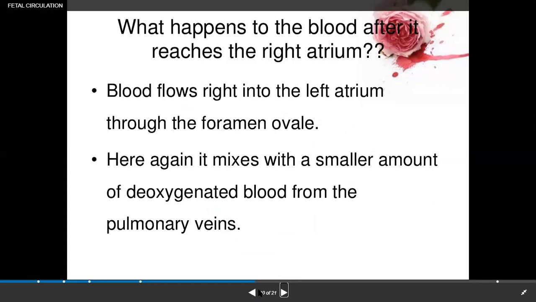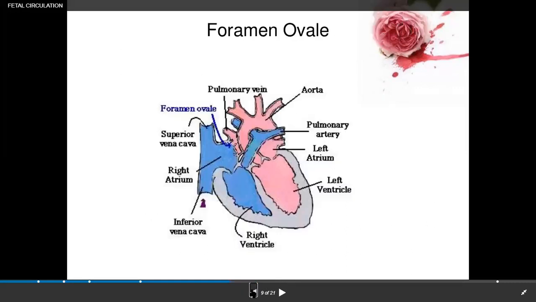But in embryonic life, in the fetal life, we see that the blood goes from the right atrium into the left atrium. Normally, blood from the inferior vena cava and superior vena cava comes to the right atrium, goes into the right ventricle, then from the pulmonary trunk it enters the left atrium, then the left ventricle, and then the arch of the aorta.